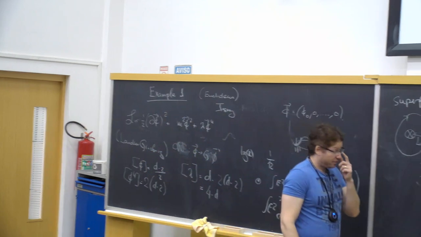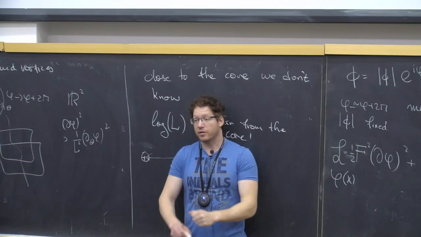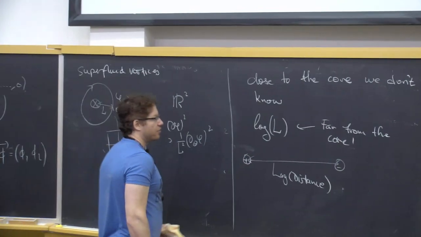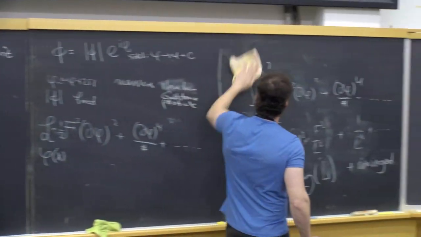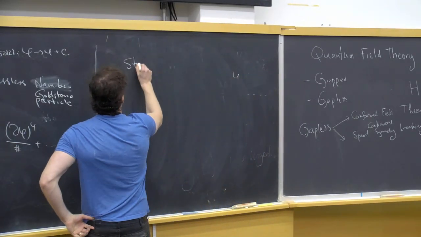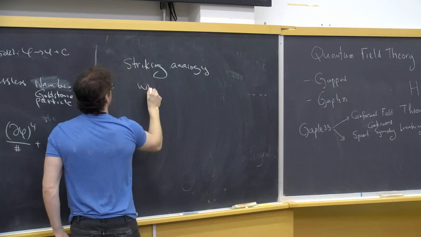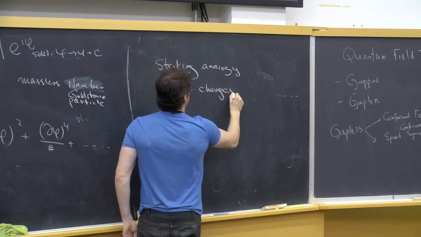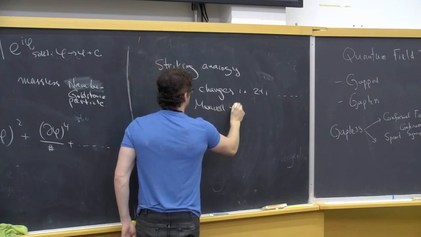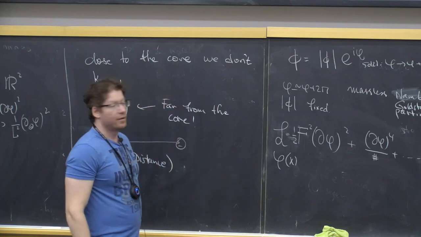So this situation with vortices is extremely reminiscent of what happens if you put a single electric particle in the vacuum in the Coulomb phase, where there is a massless abelian gauge field. So it's a striking analogy with charges in 2+1 for abelian gauge fields, for the Maxwell field. Okay?